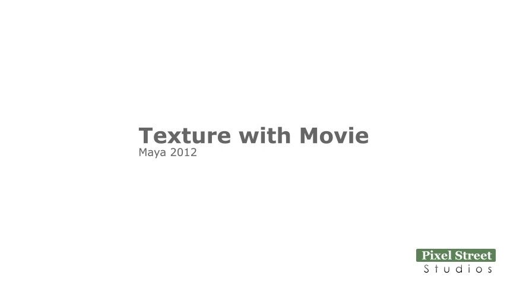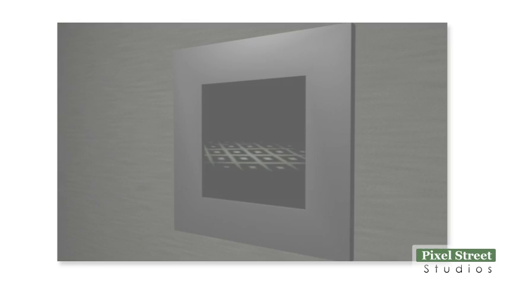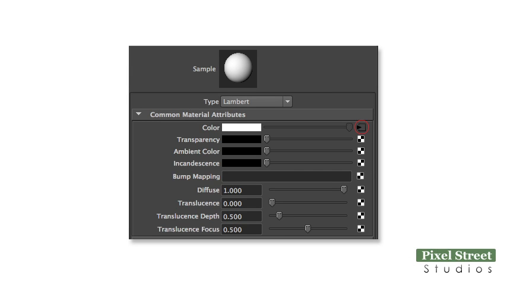Texturing with a movie is often used when you want the texture to change over time. You could connect the movie to a shader's color channel, or use a grayscale movie for one of the other shader parameters. In this example, we'll connect a movie texture to the shader's color input.